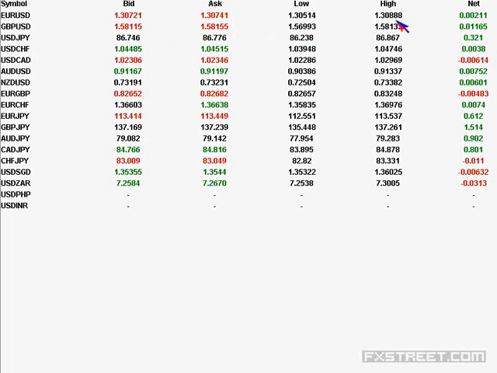Then the low and the high are also seen. This is actually measured from the start of the day. Then also the net change from that of the previous day close. So EUR has gained about 21 pips from that of previous day close last Friday. Then GBP has gained about 115 pips from that of previous day close. Then you come across the GMT time. So we can track the market using the GMT time rather than using our local time.